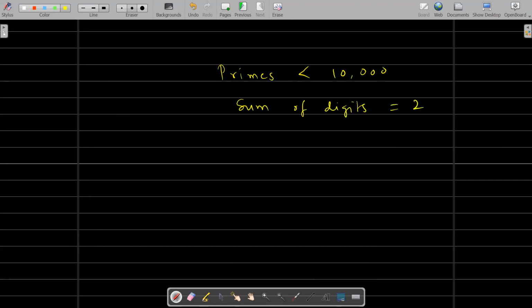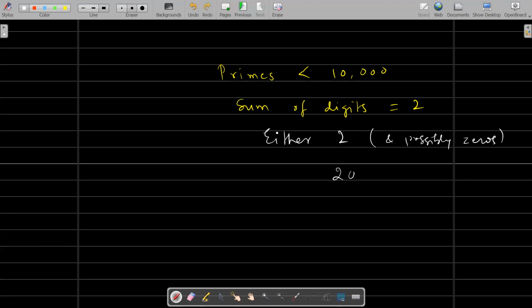So how shall we get a sum of digits as 2? Either I should have a 2 and the remaining zeros, either just 2, or possibly some zeros. But I can't put 0 on the right-hand side of 2, because that will be an even number, so none of them will be prime.